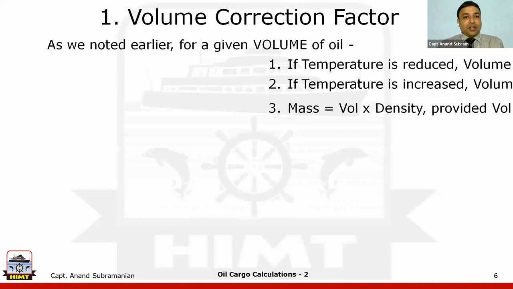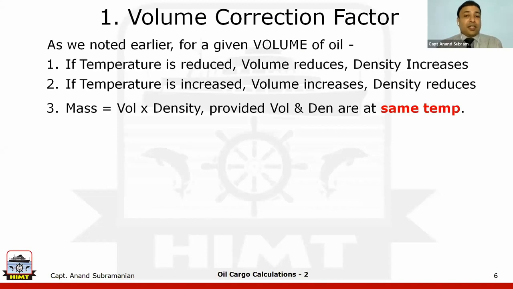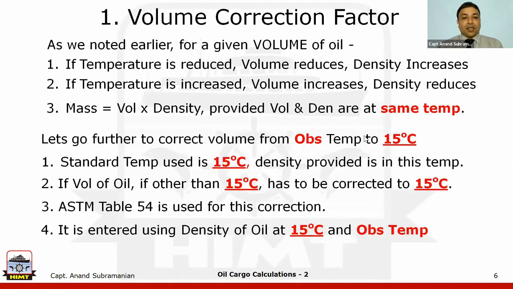Once we get the volume of the oil, this again we discussed last week. For a given volume of oil, if the temperature is reduced, the volume reduces and the density increases. And the formula we use is mass is equal to volume into density, provided that the volume and the density are at the same temperature. And we also saw the standard temperature we use for calculating all these factors is 15 degrees Celsius. And we have various tables connected to this 15 degrees Celsius, connecting the volume and observed temperature to 15 degrees Celsius.